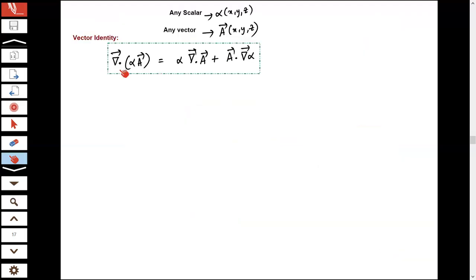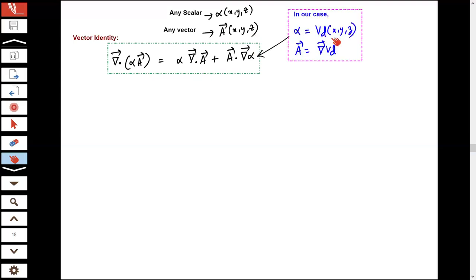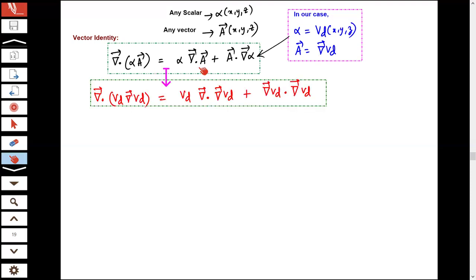We will consider one standard vector identity related to a scalar function and a vector function. The divergence of the vector A multiplied by scalar alpha can be written as alpha times the divergence of vector A plus the vector A dot product with the gradient of the scalar function, where both are in rectangular system. In our scenario, the scalar function is our Vd function, which is a function of x, y, z, and the gradient of this Vd can be considered as the vector function. So when we apply Vd in place of alpha and the gradient of Vd in place of vector A, we can rewrite this vector identity like this.